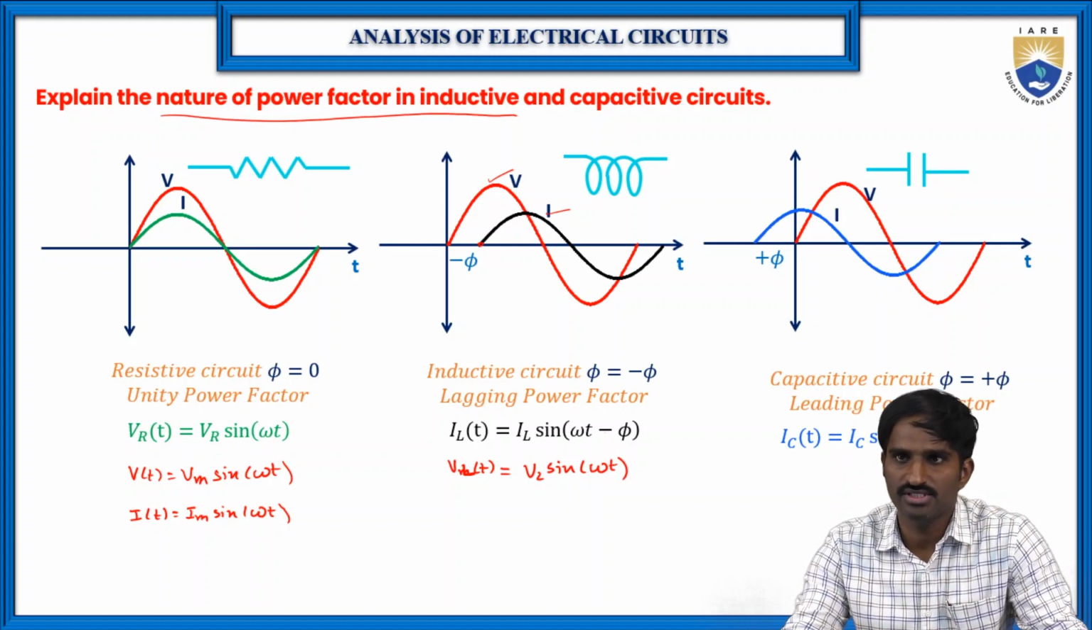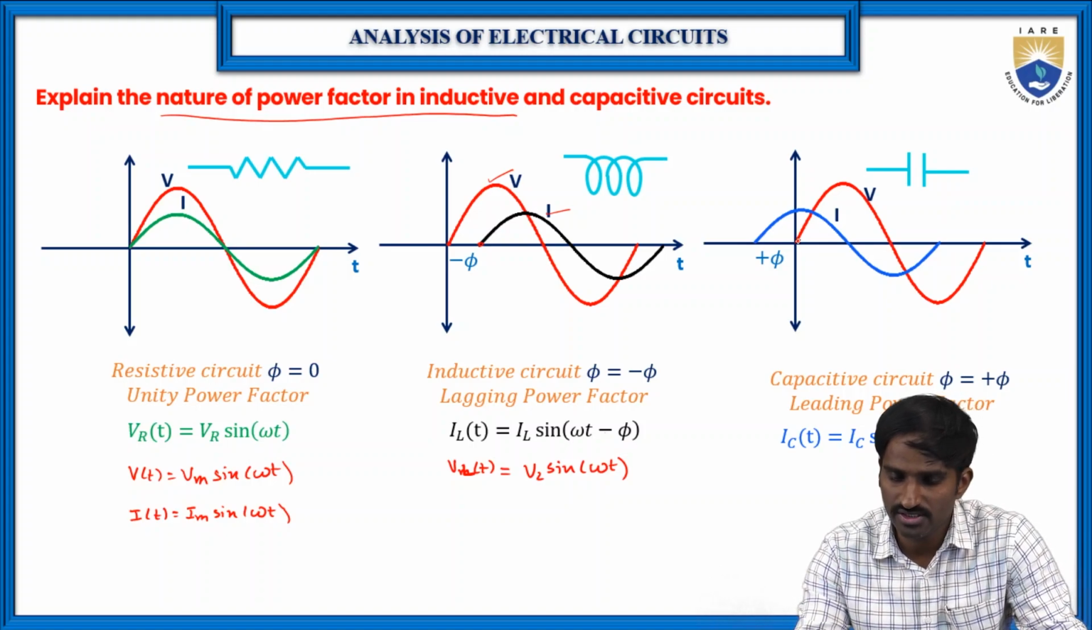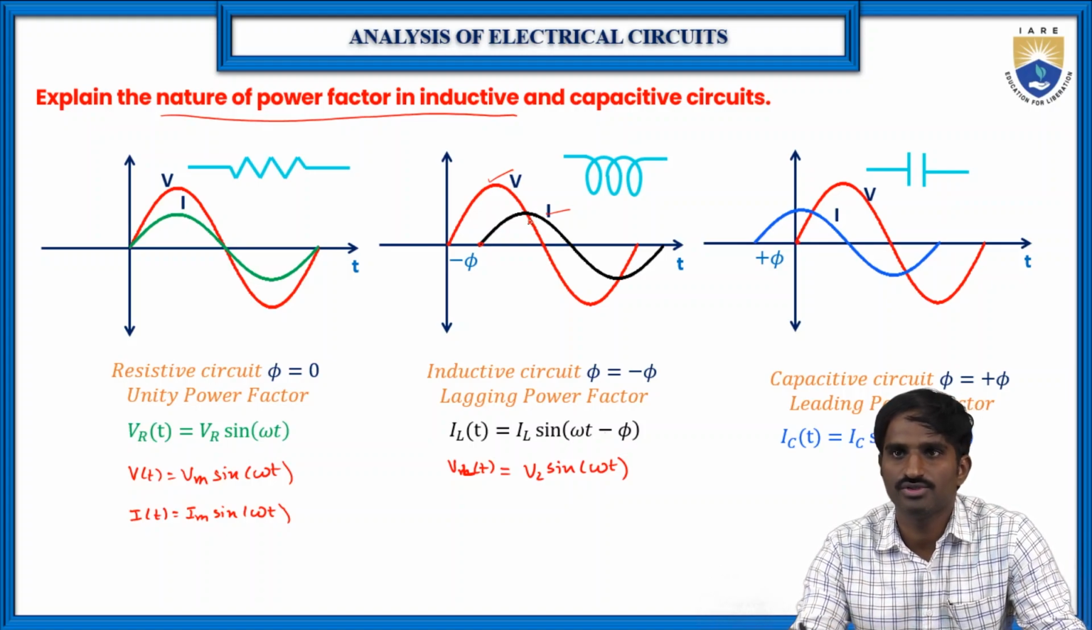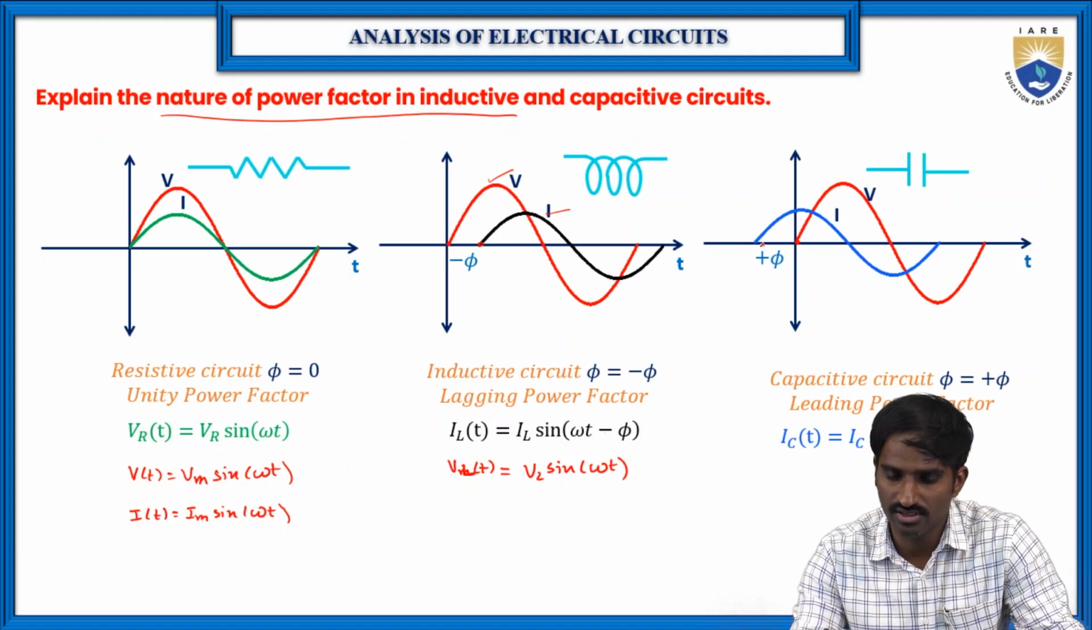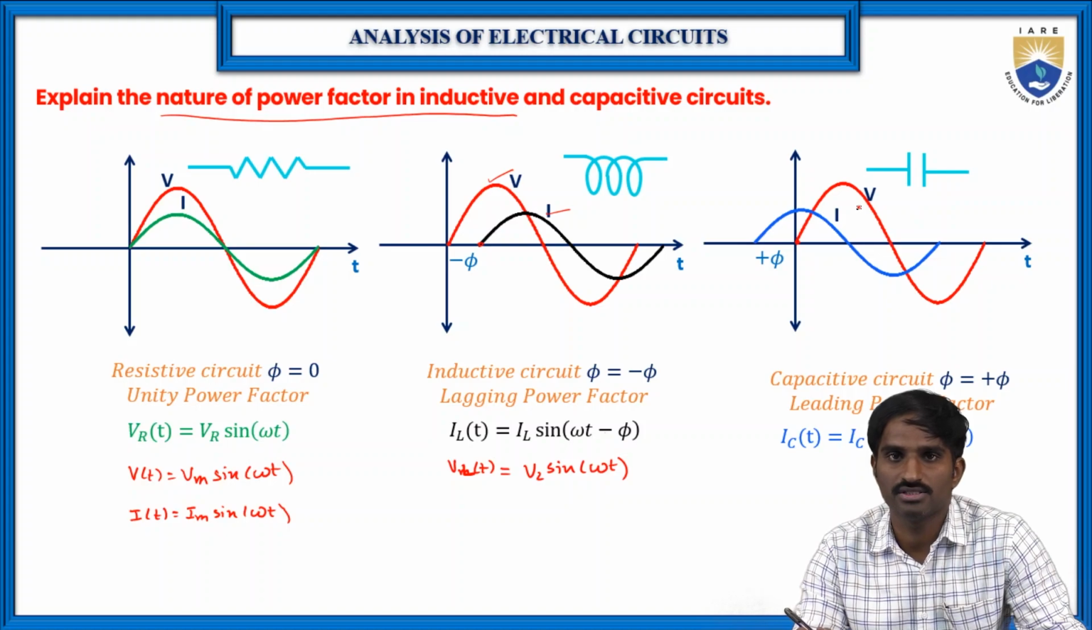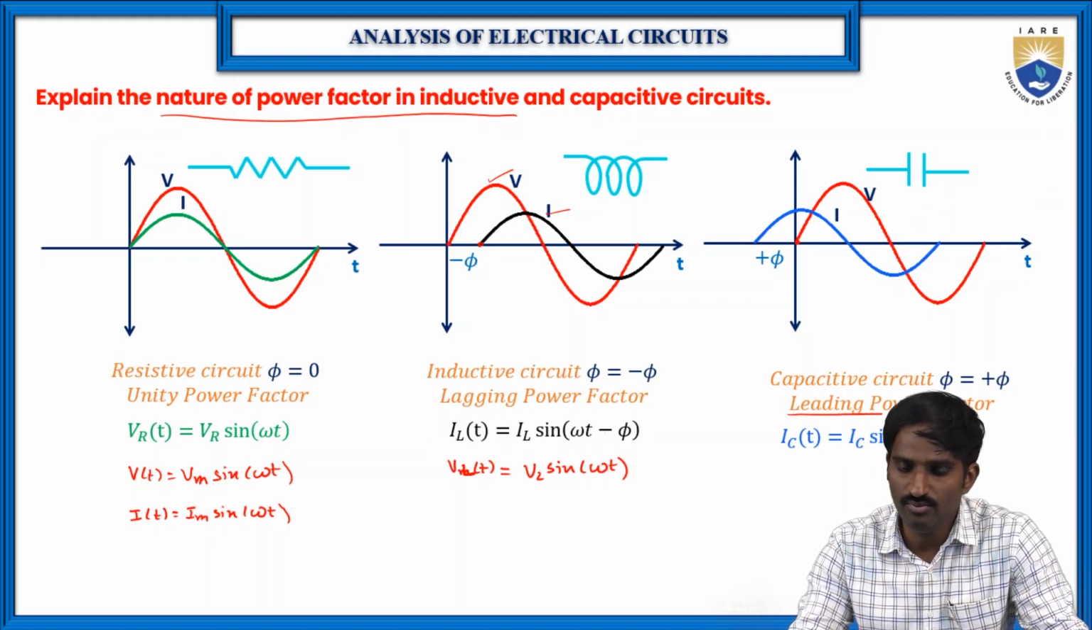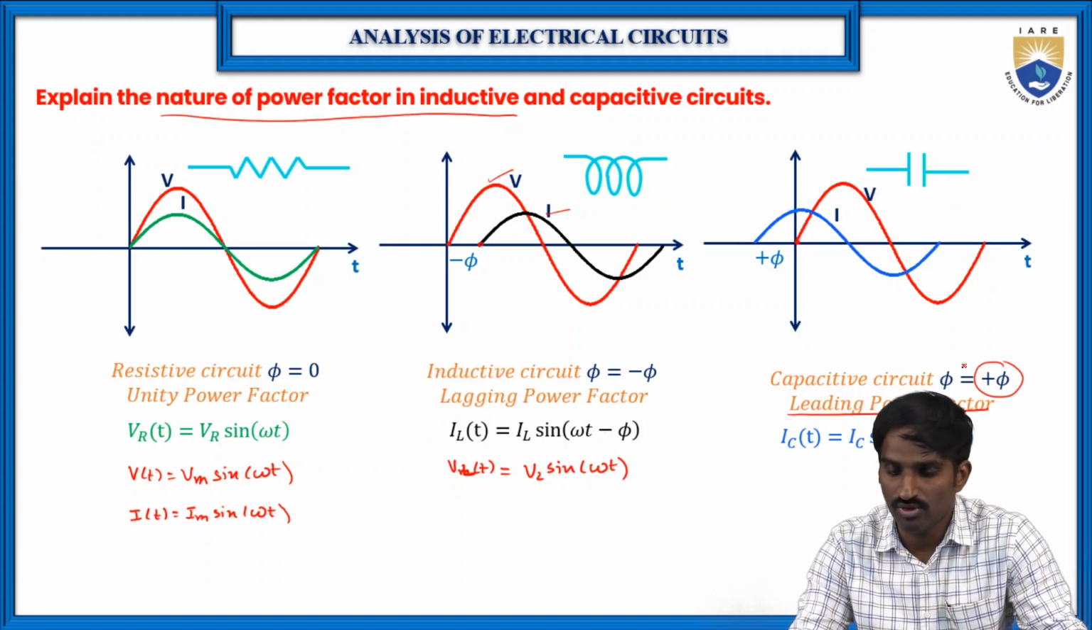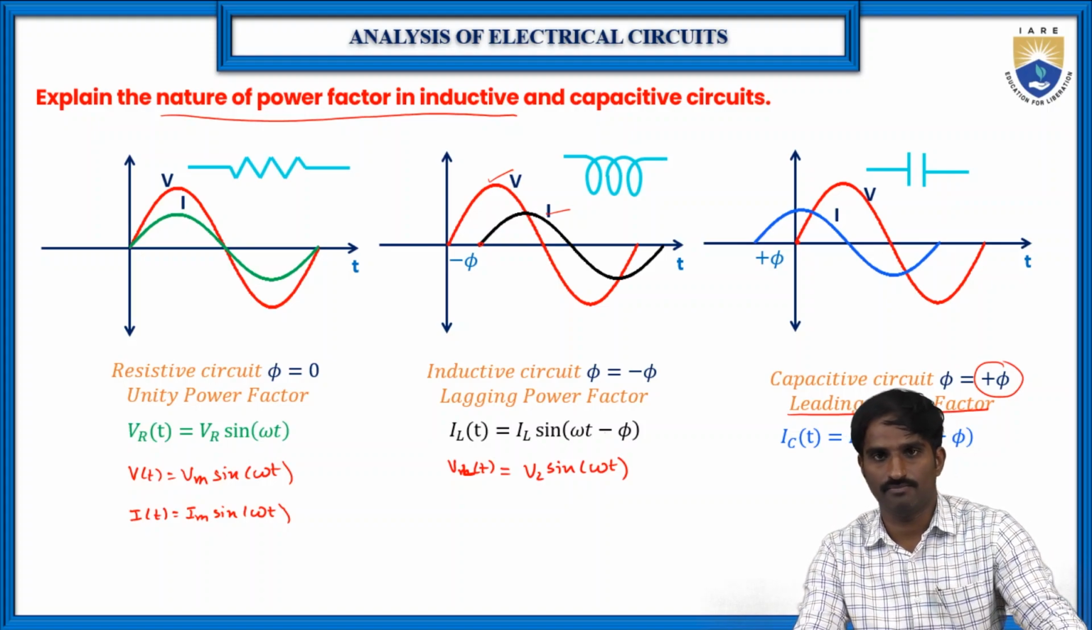Then coming to the capacitor, as you can see, the voltage is the same as in the previous two cases, but the current started 5 degrees before the voltage, which means the current is leading by 5 degrees with respect to the voltage. So this is a leading power factor, and here we usually consider it as positive 5, so that i_C(t) is equal to I_C sine omega t plus 5.